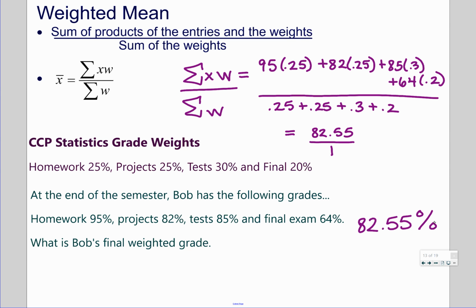Okay, so if I get all that numerator calculated, I get 82.55, so Bob's final weighted grade would be 82.55% in the class. Questions on that one?